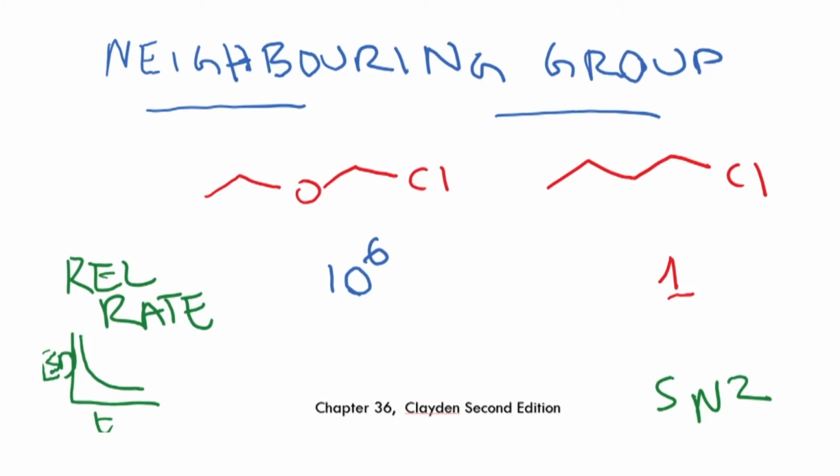So this enhancement in rate is really, really large. 10 to the 6 is like a million-fold increase in the rate, which cannot be due to just replacing this carbon with an oxygen. There must be some effect of the oxygen in it. Let's look at one more example.